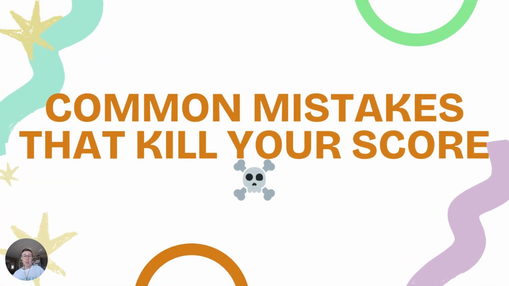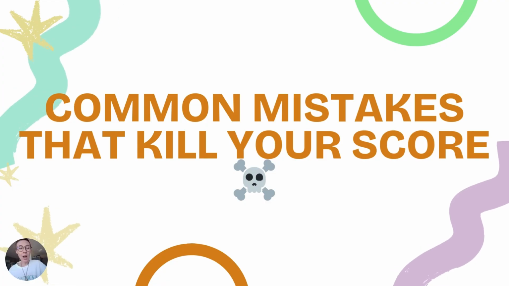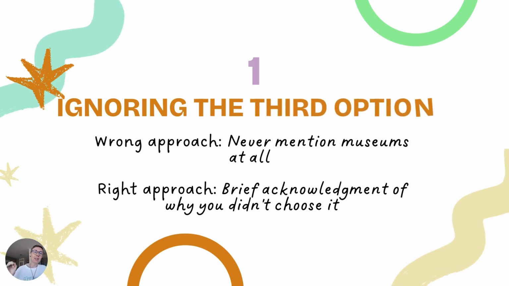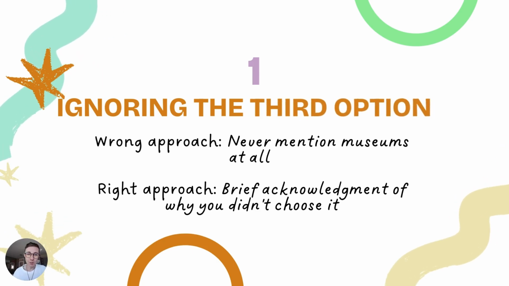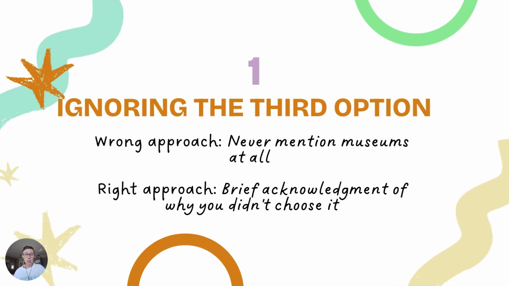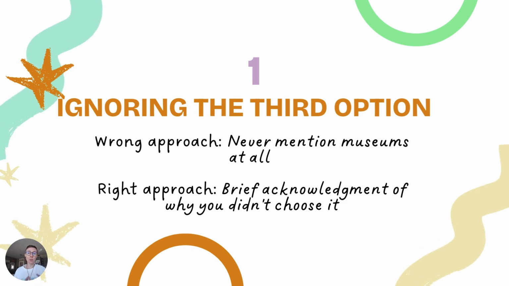Finally, the last part of this video, we're going to look at common mistakes that kill your score and how to avoid them. The first thing, ignoring the third option. The wrong approach would be never to mention museums at all. The right approach would be to briefly acknowledge why you didn't choose it.